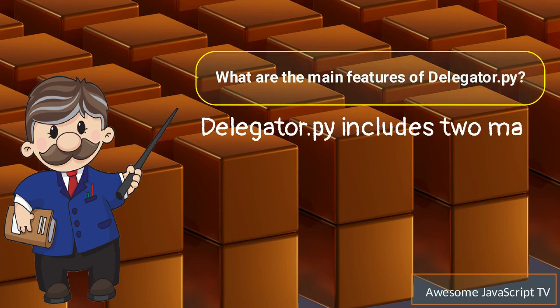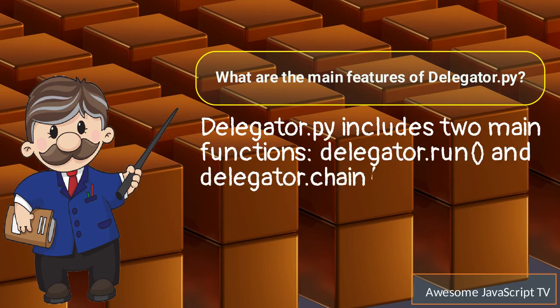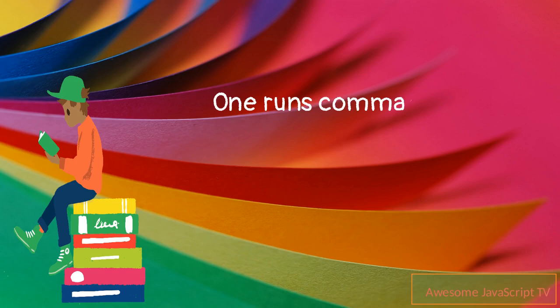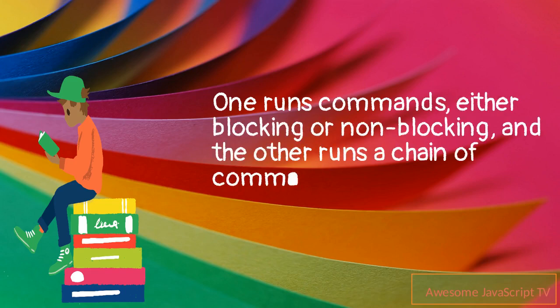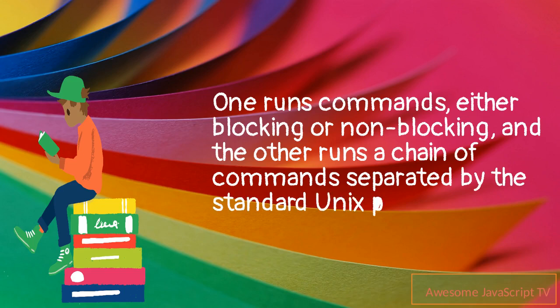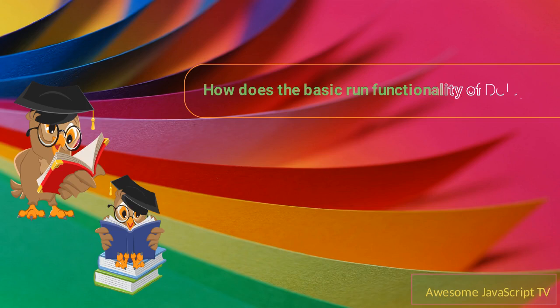What are the main features of Delegator.py? Delegator.py includes two main functions, delegator.run and delegator.chain. One runs commands, either blocking or non-blocking, and the other runs a chain of commands separated by the standard Unix pipe operator.